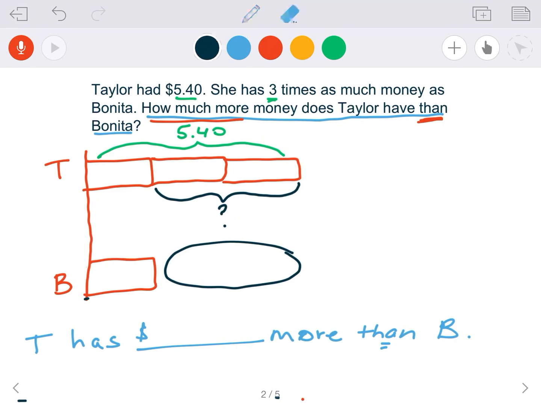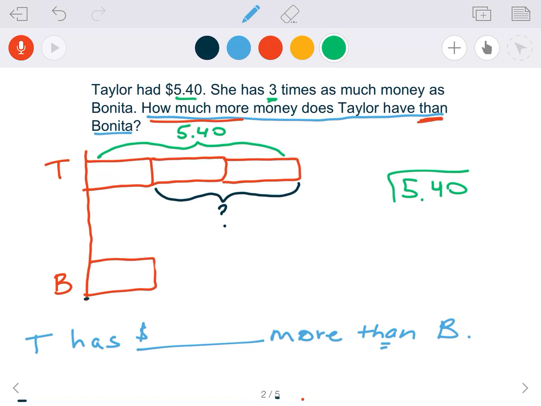How are we going to do this? Well, we are going to have to figure out how much each of these boxes can hold, and then we could fill it all in. So if we have 540, and we need to divide it equally into 3 boxes to figure out how much each box is for Taylor, then this box here is the same size as this box here, and we could easily put that in for Bonita also. All right, so let's do 540 divided by 3.